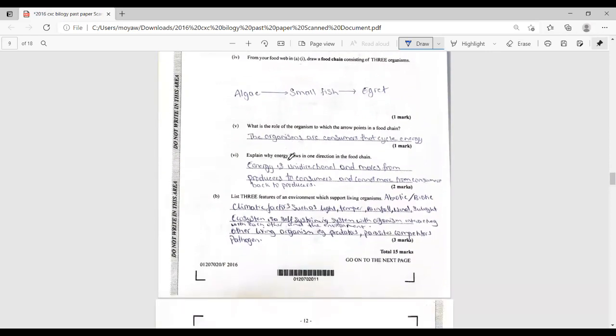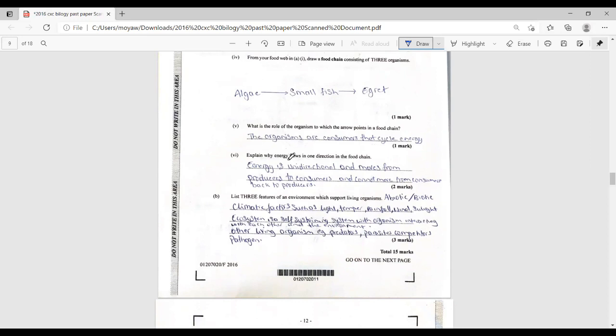So what is the role of the organism to which the arrow points in the food chain? The organisms are consumers that cycle energy. So that's their role. They're going to consume it and they're going to cycle it. So the energy is going to go from one organism to the next because it's a cycle.